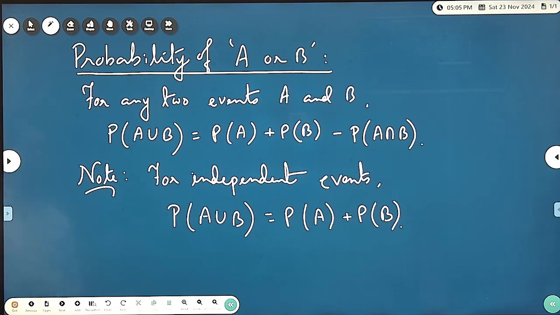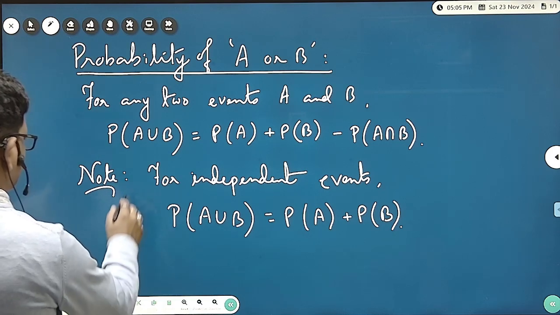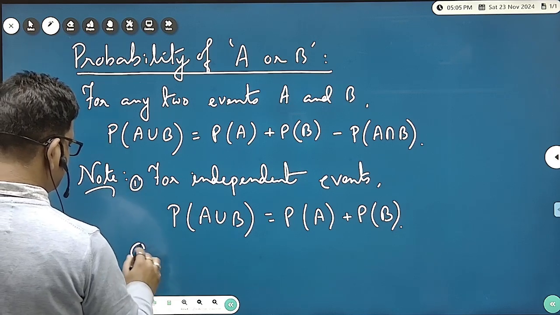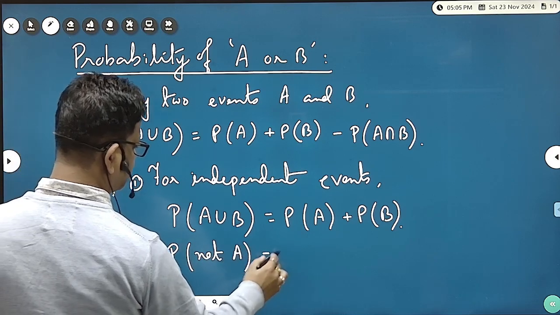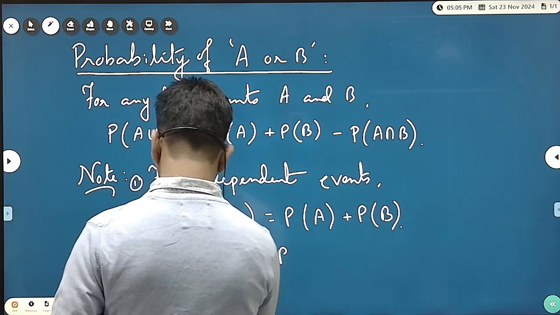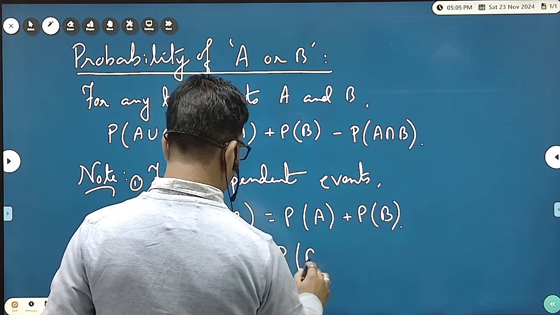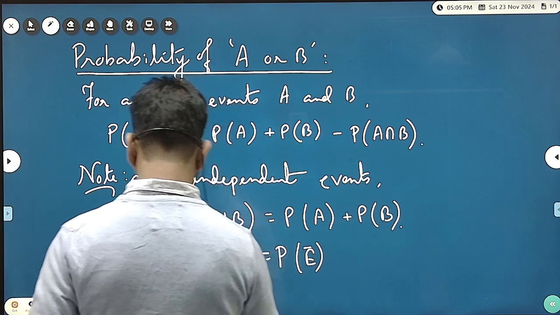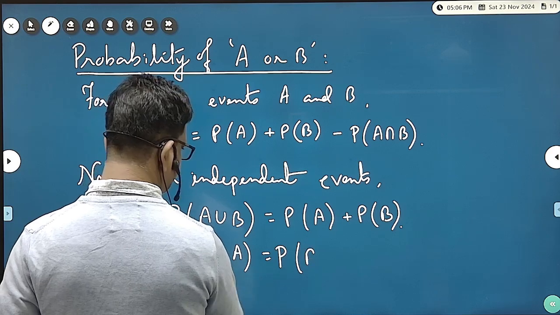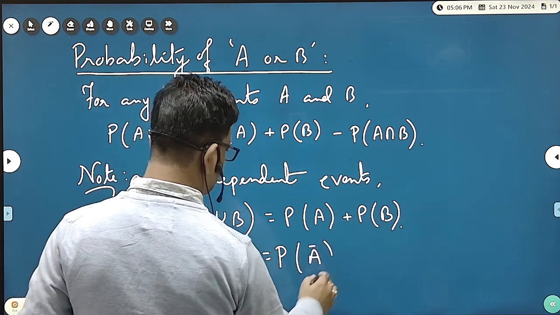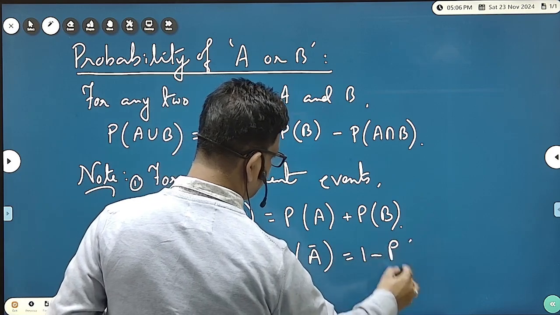Done? Okay. Let's write one more note. Note 1, note 2. I think you know this. Probability of not A, that means we write probability of A complement, is equal to not A. Probability of A complement is 1 minus P of A.